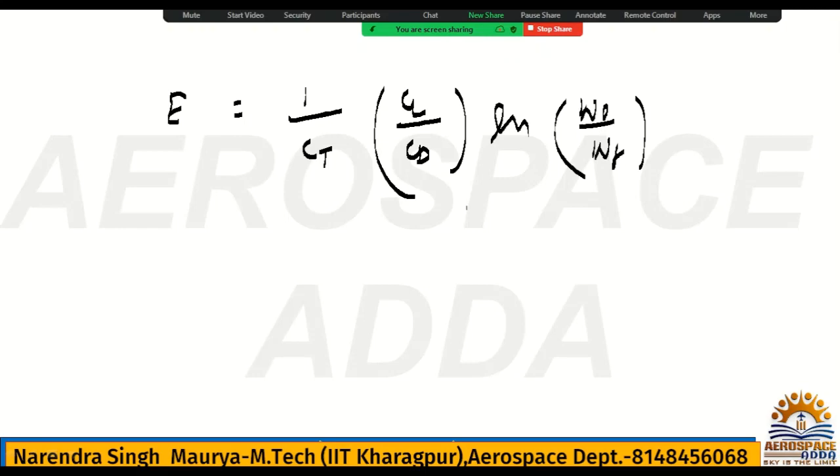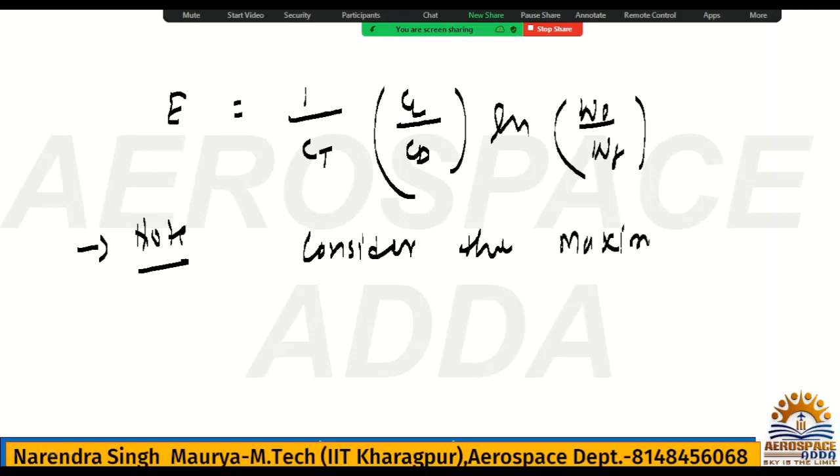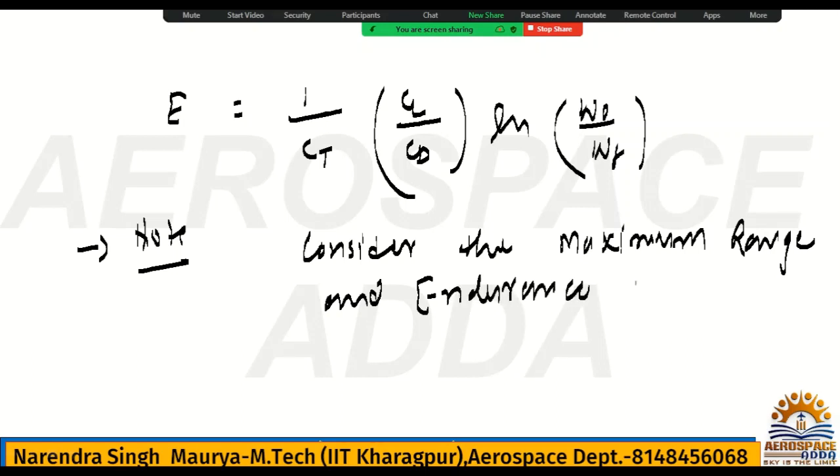When will it be used? When there is a condition. What condition? That maximum. So this is the note point. You also have to think in this way. In exam, suppose question will be asked like this. Then you have to write here, consider the maximum range and endurance calculation.